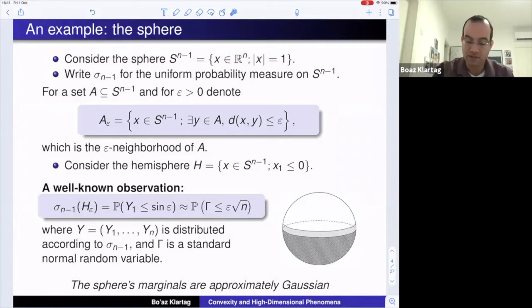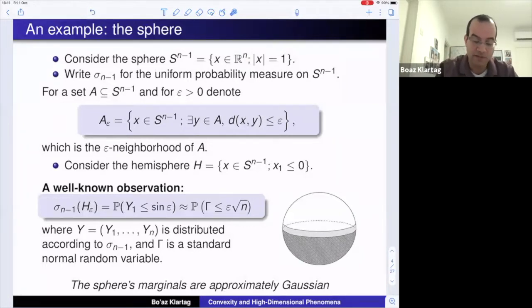Okay, so we have this sphere. This is the Euclidean norm, points of distance 1 from the origin of the sphere. And we write sigma for the uniform measure of the sphere, normalized to be a probability measure. This is sigma n minus 1. Okay, and we are interested in epsilon neighborhoods of sets.